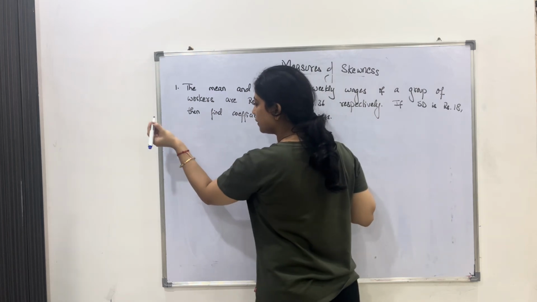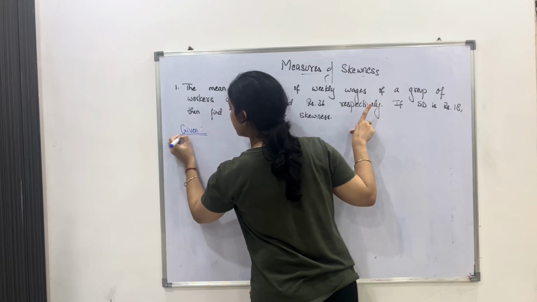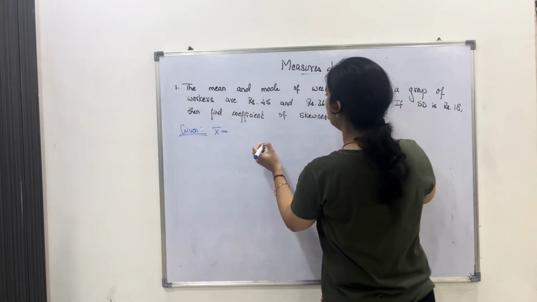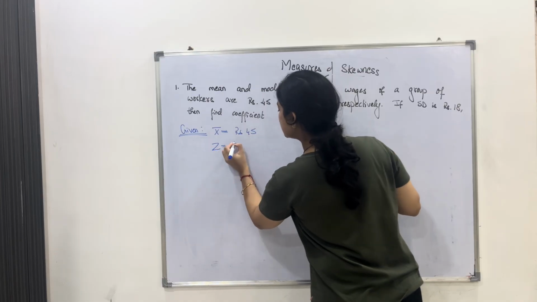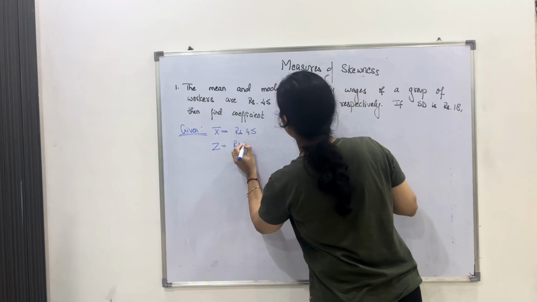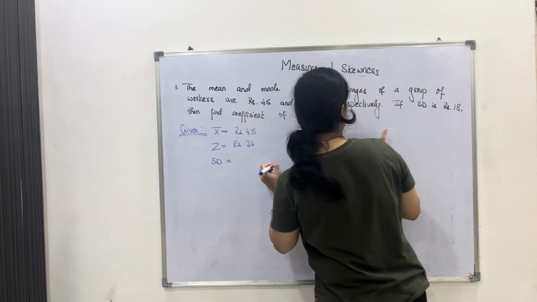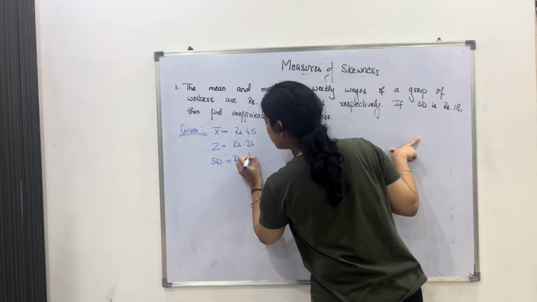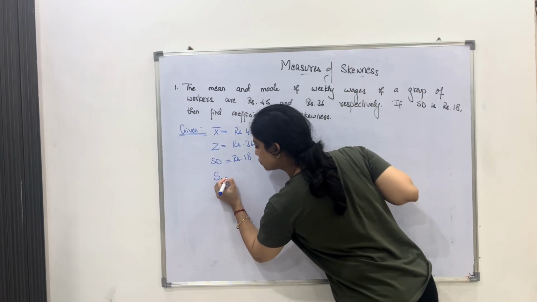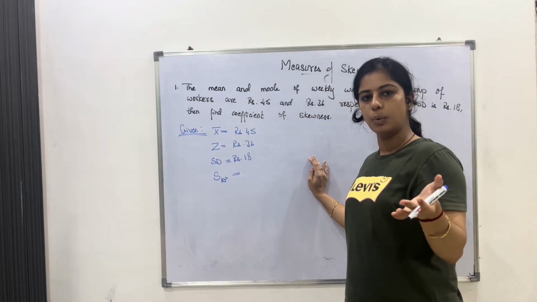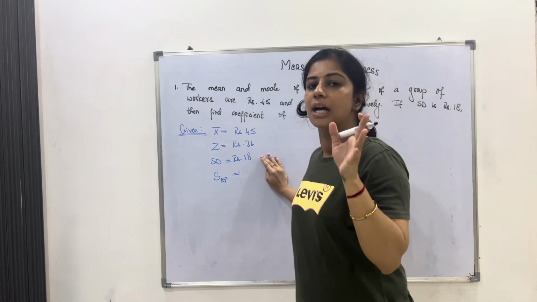So, let's write down whatever is given in the data. The mean, X bar, is equal to rupees 45. Mode, which is Z, is equal to rupees 36, and standard deviation is equal to rupees 18. And what are they asking us to find? Coefficient of skewness. Now we know there are two formulas for coefficient of skewness. One is your Karl Pearson and the other one is your Bowley's. Since mean, mode and standard deviation are given, obviously we will be taking Karl Pearson's formula.